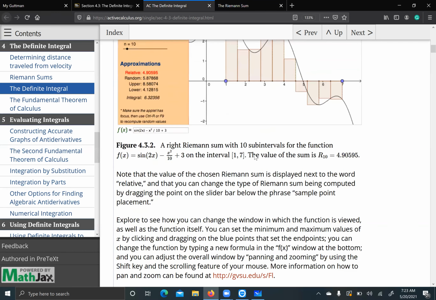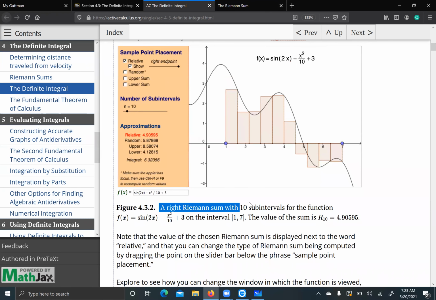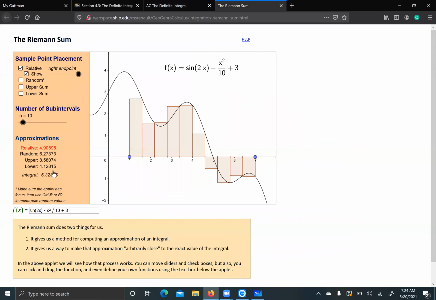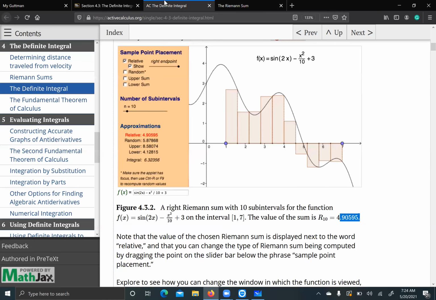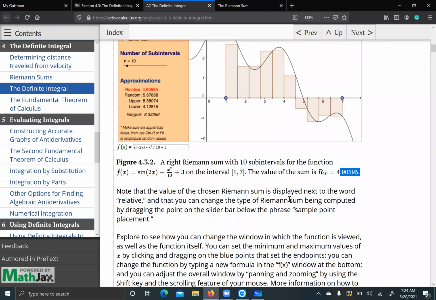Let's look at the activity. In this picture, what you see is the right Riemann sum with 10 subintervals of this function f on the interval 1 to 7, and the value of this sum is 4.90, which is also here as well, you see. But you can change it if you want. And I think in this activity it asks you to play with it.